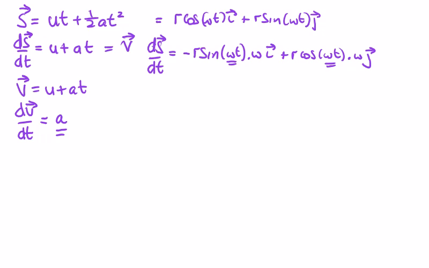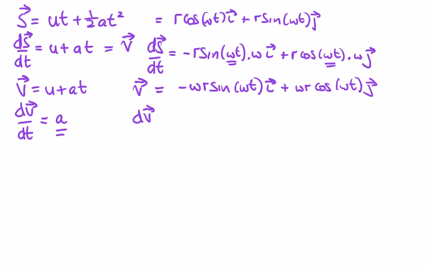So tidying this up, bringing the w to the front, I'm going to get minus w r sine wt in the i direction plus w r cos wt in the j direction. So this is my velocity, and if I differentiate my velocity with respect to time, I'll get my acceleration.